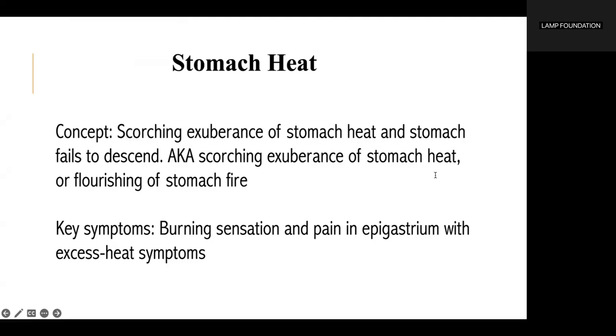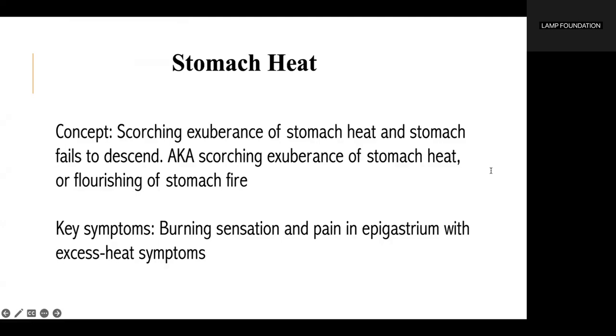Excessive hunger is caused by stomach heat. This is due to scorching exuberance of stomach heat and the stomach fails to descend. It is also called scorching exuberance of stomach heat, flourishing of stomach fire, or stomach phlegm heat. Key symptoms: a burning sensation and pain in the epigastrium with excess heat symptoms. Overeating spicy food produces fire. Emotional depression causes chi stagnation, which affects the stomach. Invasion of pathogenic heat gives rise to excessive stomach fire.